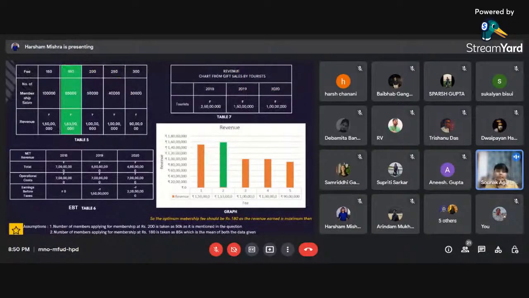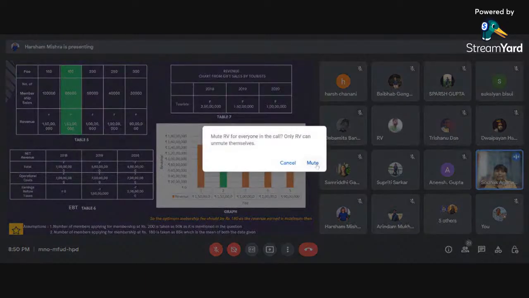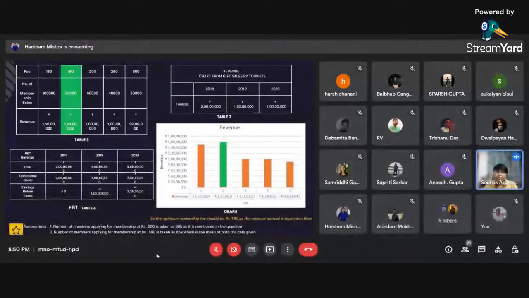Okay, we will now focus on table 5, which shows the revenue from the membership sales to art enthusiasts. Currently, we are selling memberships at the 200 rupees price bracket for 50,000 membership sales, accounting for a revenue of 1 crore rupees. But if we change our 200 rupees price bracket to 180, we will see a spike in the number of membership purchasers, which will give us a revenue increase of 53%. So we suggest to our client to choose this price bracket of 180 rupees.